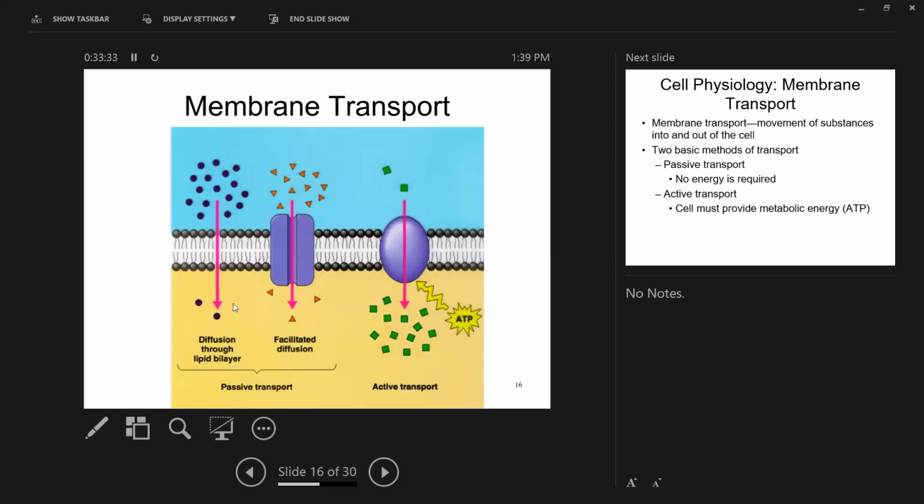So we have a process known as diffusion that gets things into the cell. Diffusion is movement from a high concentration to a low concentration. Substances move from their high concentration down the concentration gradient to a low concentration until they reach equilibrium.